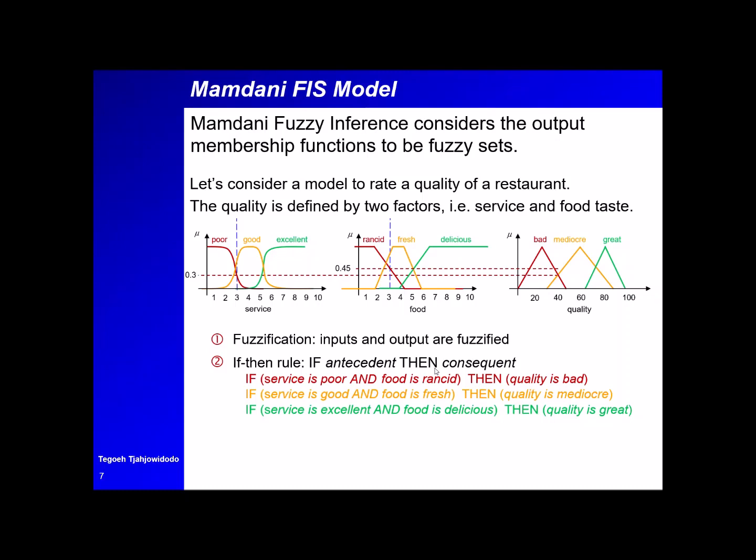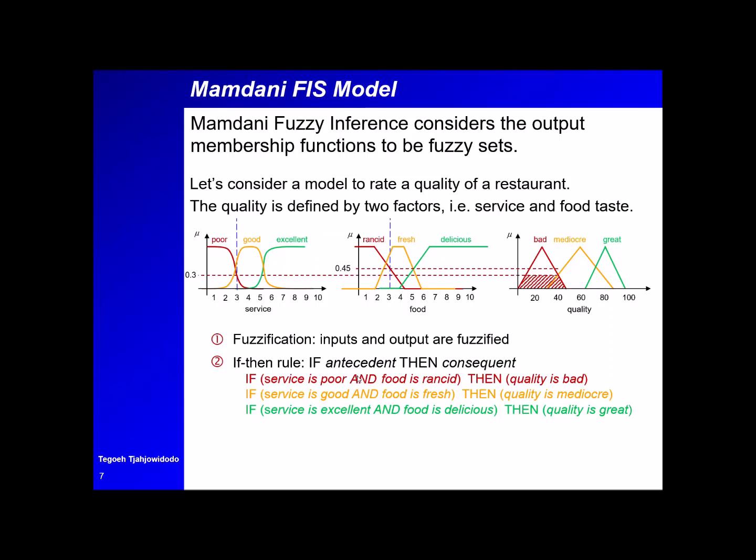So now I have 30% and 45%. What is the output of this AND process? The output of 30% and 45% will be just the overlap between 30 and 45, which is 30. It's the minimum. 30% is the overlap between 30% and 45%. So if you are using AND logic in your if-then rule, then what you have to do is take the minimum amount.